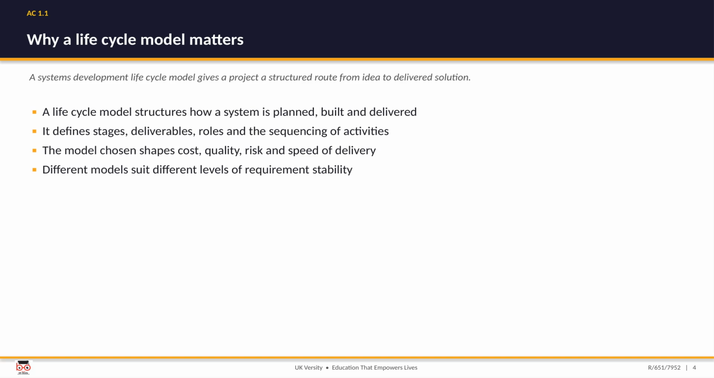Let's begin with a simple question. Why bother with a life cycle model at all? A systems development life cycle, or SDLC, gives a project a structured route all the way from an initial idea to a delivered, working solution. It sets out the stages you pass through, the deliverables you produce, who is responsible, and the order things happen in. And the model you pick has real consequences. It shapes your cost, your quality, your risk exposure, and how quickly you can deliver, which is exactly why different models suit different levels of requirement stability.